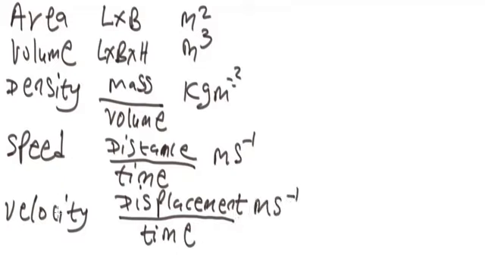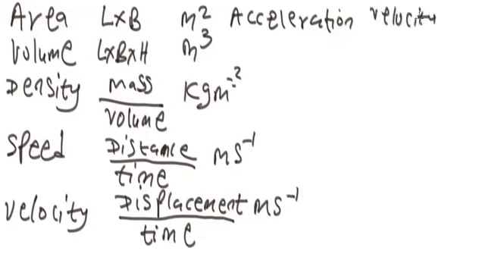Now the difference between speed and velocity is that speed is a scalar quantity, whereas velocity is a vector quantity. Speed has magnitude but no direction, but velocity has both magnitude and what? Direction. Alright, so we also have acceleration. Acceleration is calculated using velocity over time. Alright, so the unit of acceleration is meter per second square.